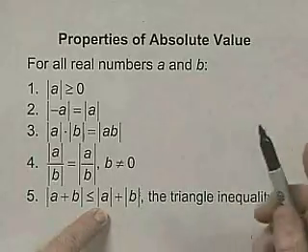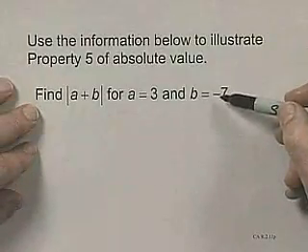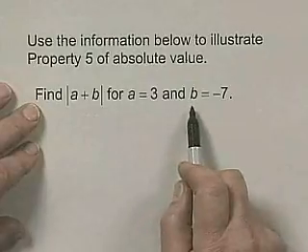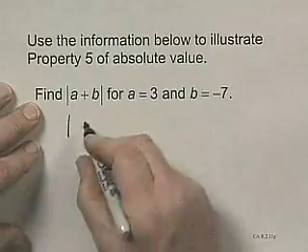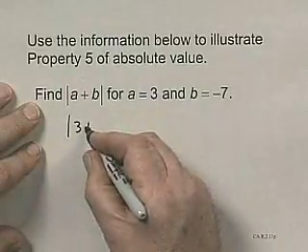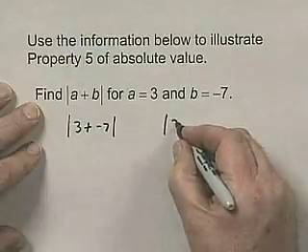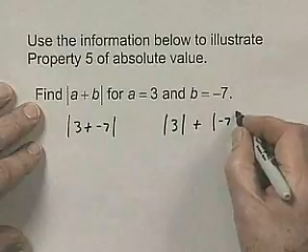Let's look at an example using some of the properties we just talked about. Use the information below to illustrate property 5, the triangle property, of the following absolute value. Find the absolute value of a plus b, for a is 3 and b is minus 7. So we're going to look at the absolute value of 3 and negative 7. And we're also going to look at the absolute value of 3 and the absolute value of negative 7.